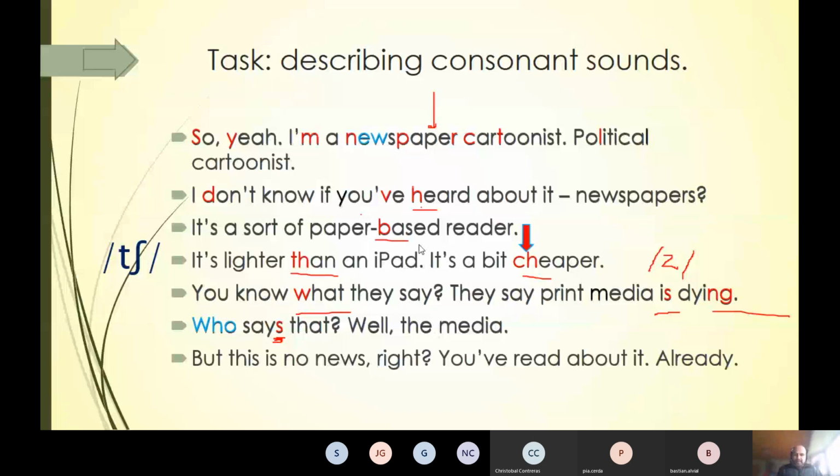Okay, now the ball is on your side. Did you finish your task? Do you need more time to finish?